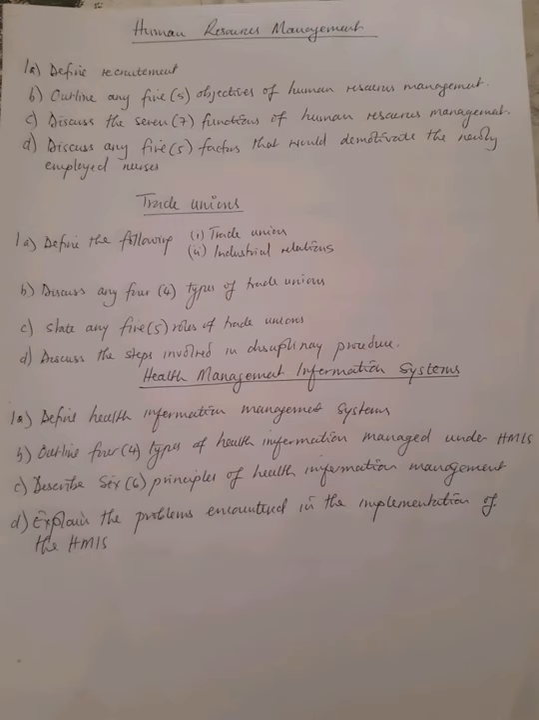I move on to part D. Discuss the steps involved in disciplinary procedure. The first one, number one, deciding whether formal action is necessary or to solve it informally. So the first step, the manager has to decide whether it is necessary to take formal action or not.